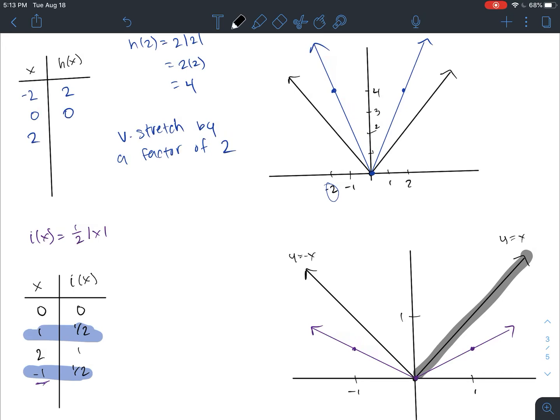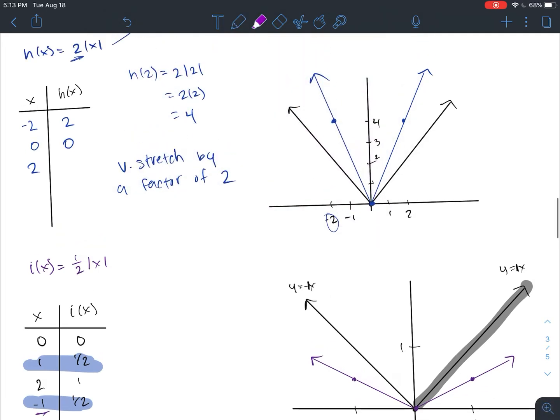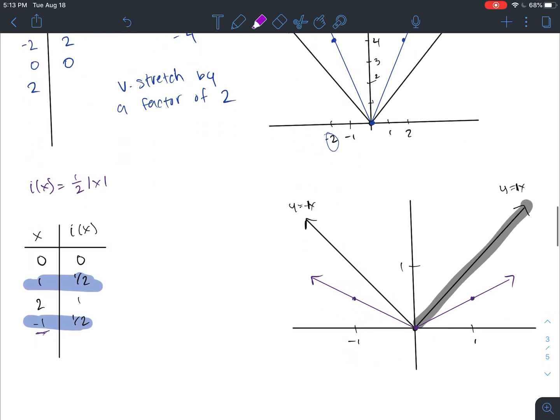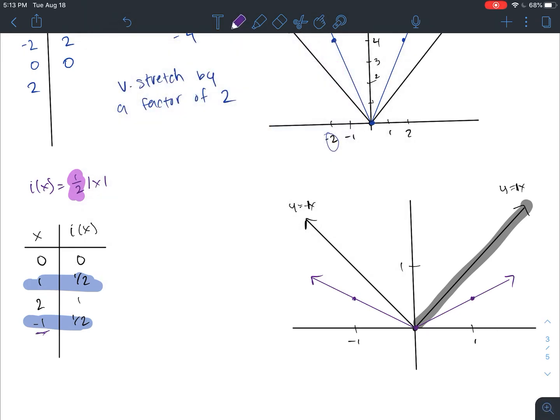And so our m value is 1 in these cases, but up here we have it as 2, and down here as 1/2. So that's the difference between a stretch and a shrink. So this one is a vertical shrink by a factor of 1/2.